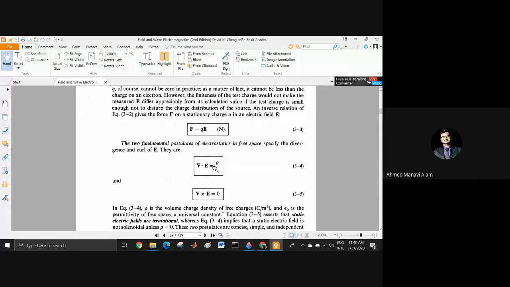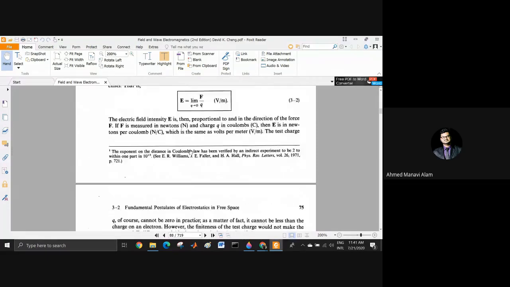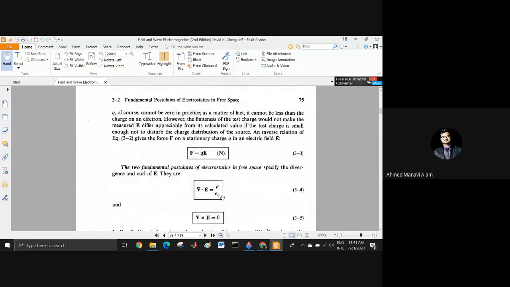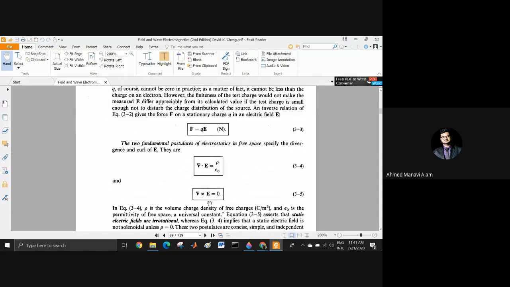Now, these are the two very important fundamental postulates of electrostatics in free space. They specify the divergence and curl of E. The divergence of electric field intensity is just rho by epsilon naught. I will explain the rho in a bit. And the curl of electric field intensity is zero.